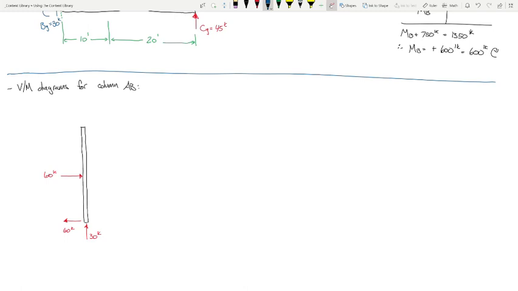Let's see. I've got 600 foot kips like that, and then 30 kips down. Okay. So let me put my dimensions on here. So this is 10 feet apiece.